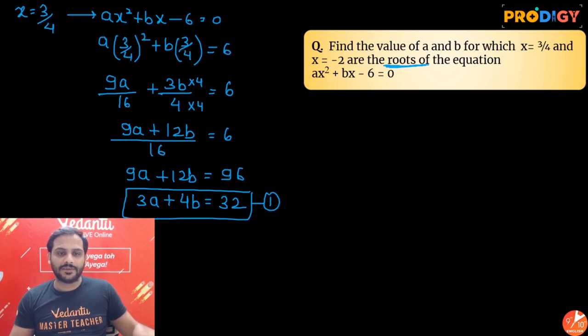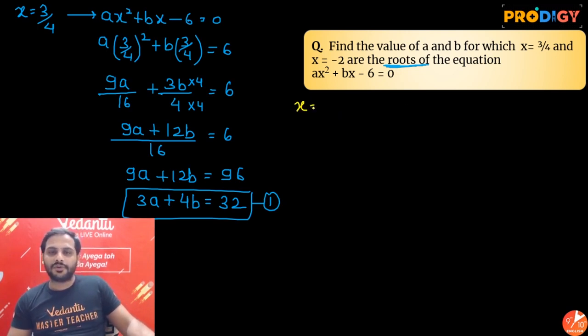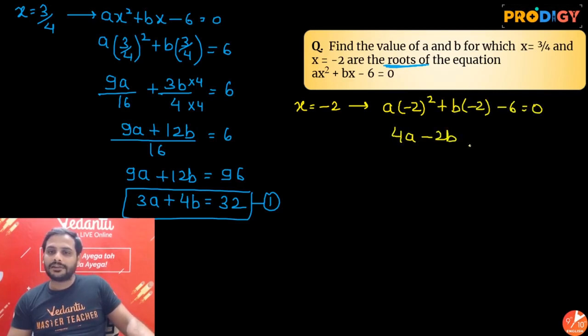Let's find out the second equation. Second equation, put x equal to minus 2. So if I put x equal to minus 2, guys, I will get a into minus 2 square plus b into minus 2 minus 6 equal to 0. So 4a minus 2b is equal to 6. This is my second equation.